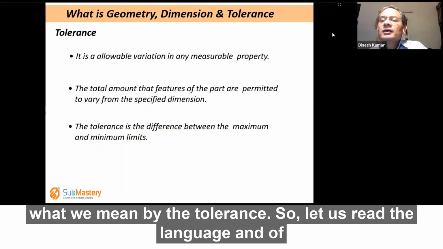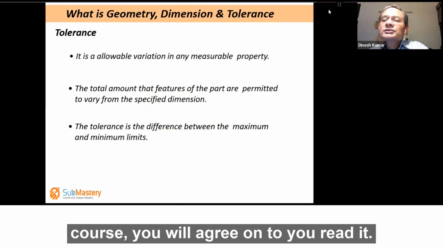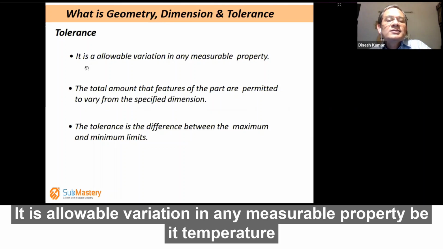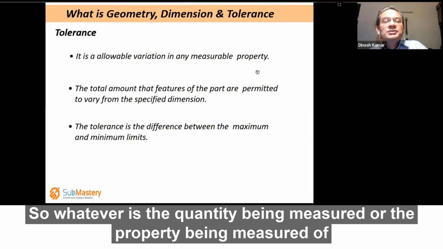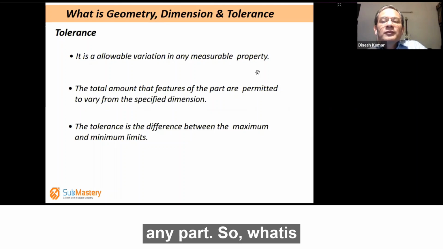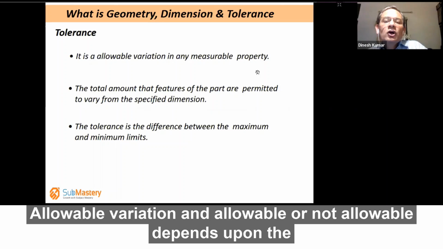So let's read the language, and of course you will agree once you read it. It is allowable variation in any measurable property. So be it temperature, be it length, be it pressure. So whatever is the quantity being measured or the property being measured of any part. So what is the allowable variation?